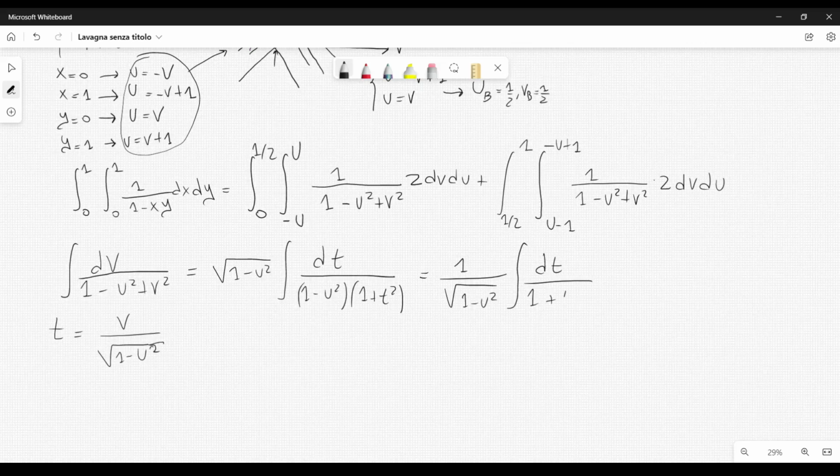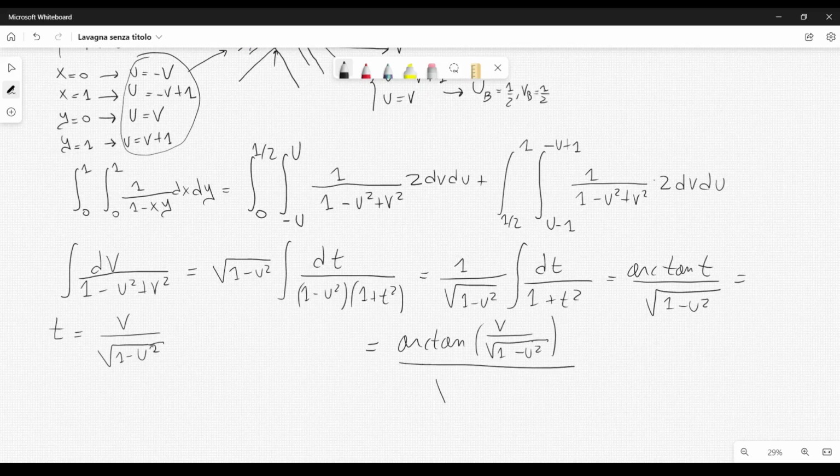over 1 plus t squared, which is equal to the arctangent of the variable t, and this is divided by the square root of 1 minus u squared. And if you substitute back, you get arctangent of v over the square root of 1 minus u squared, and then divided by the square root of 1 minus u squared.